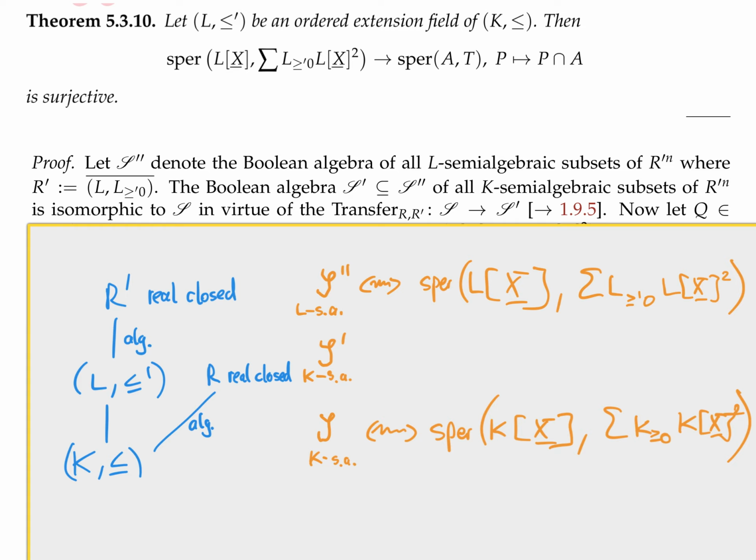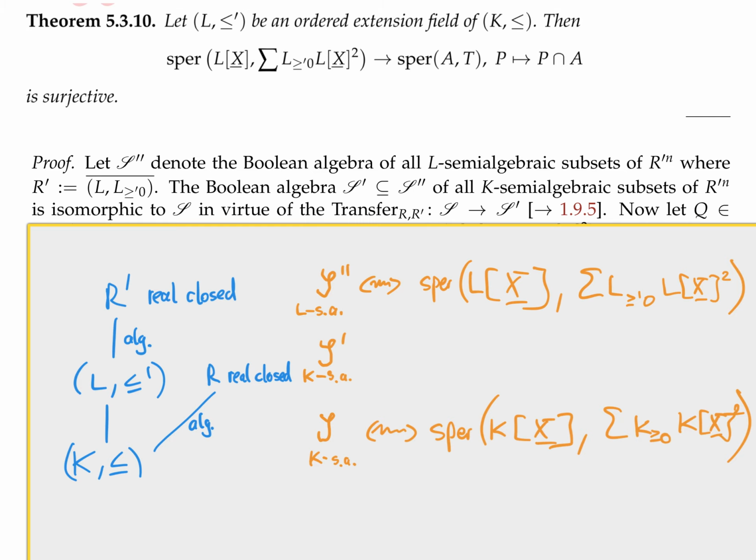So the ultrafilters on S prime prime correspond by Brücker's ultrafilter theorem to the points of this real spectrum of this preordered ring, and the same here with S and this real spectrum. Okay.